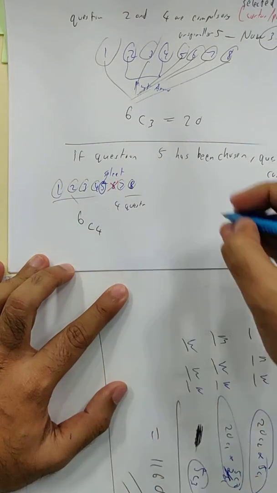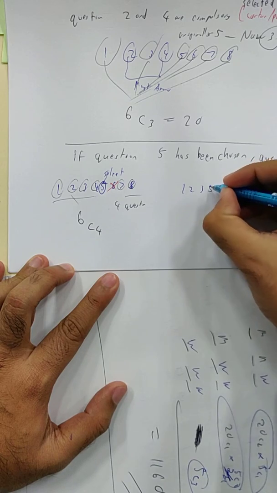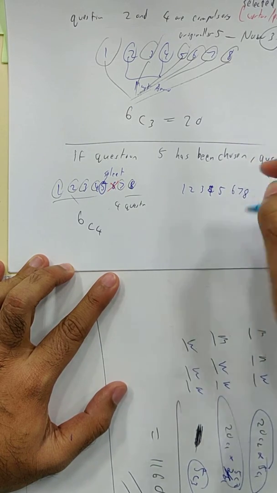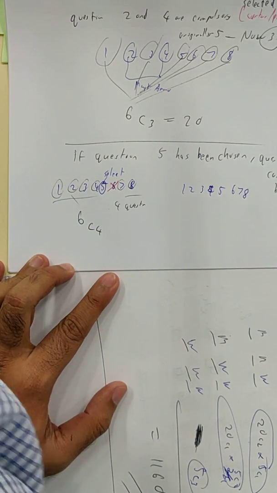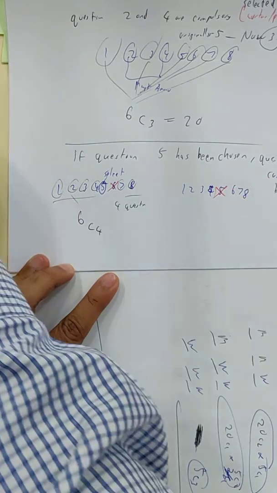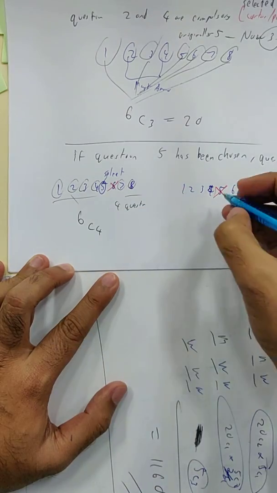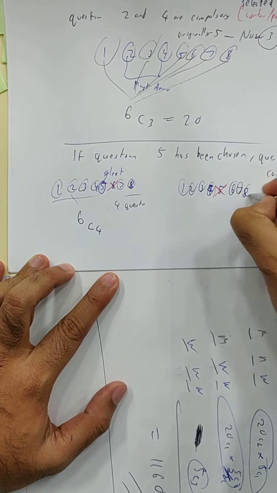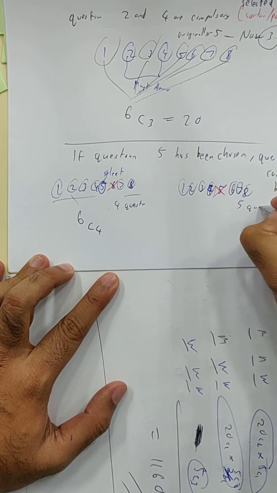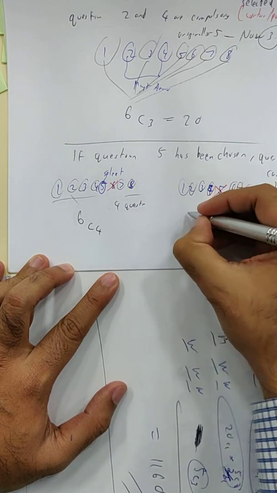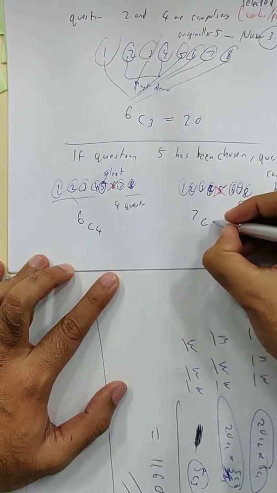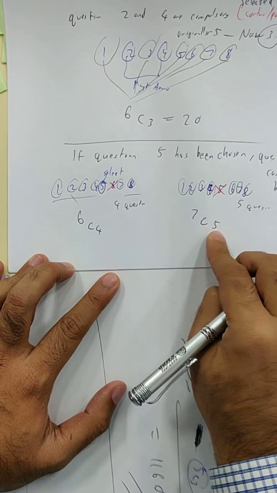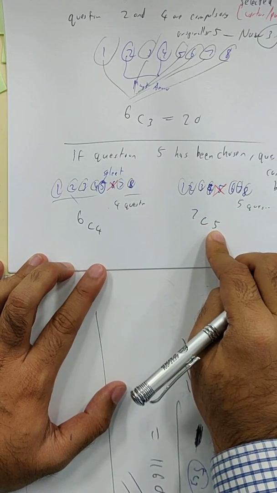If I do not choose question 5, how many questions do I have left? I have 7. How many questions have I not yet answered? 5 questions. So that means 7C5 or 4? Why 5? I haven't answered any. Very good.